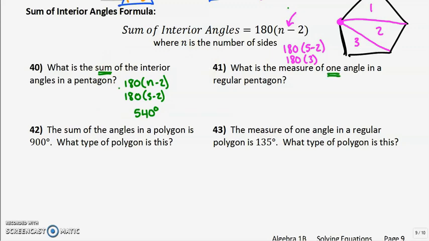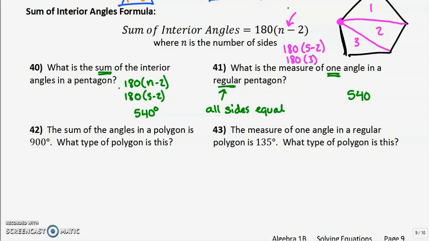The measure of one angle in a regular pentagon is the key here. We have to know, first of all, that we're finding one angle, so we're going to have to do something with our sum at the end. The other thing is, since it's regular, all sides are going to be equal. Anytime you have a regular figure, whether it's a regular pentagon or a regular hexagon, all the sides and all the angles are going to be equal. So I should have added that as well. Not only are all the sides equal, but all the angles are equal.